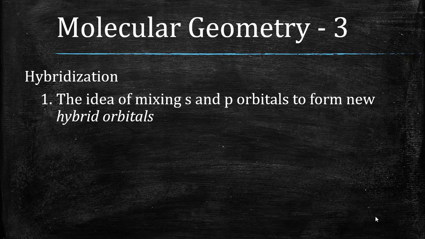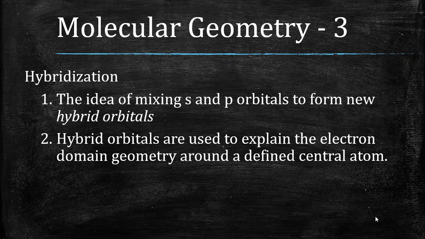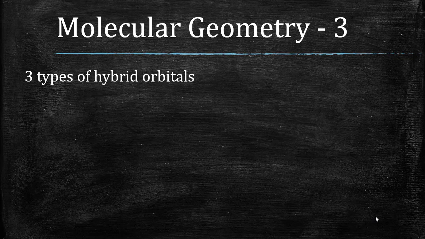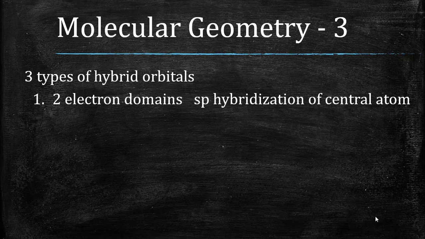Hybridization is the idea that you can mix s and p orbitals to form what are called new hybrid orbitals. These hybrid orbitals can be used to explain the electron domain geometry and thus the molecular geometry around the central atom. There are three types of hybrid orbitals. You can mix one s and one p orbital when you have two electron domains.